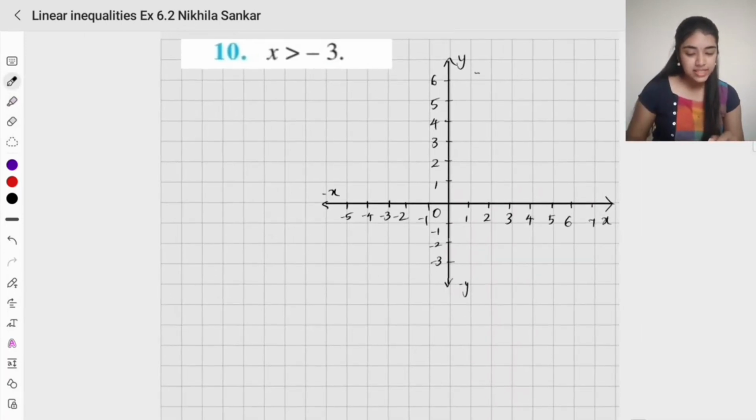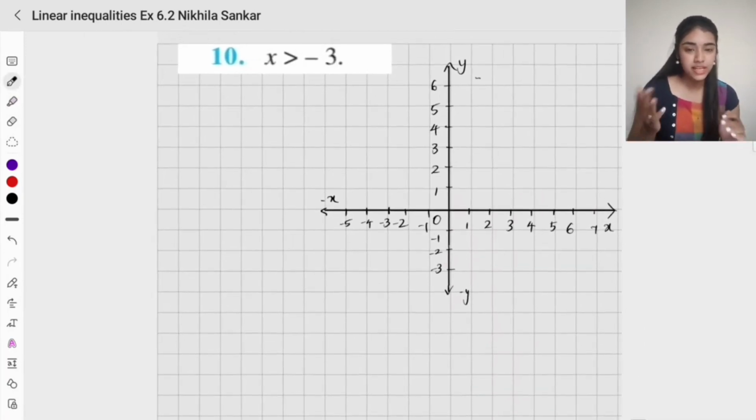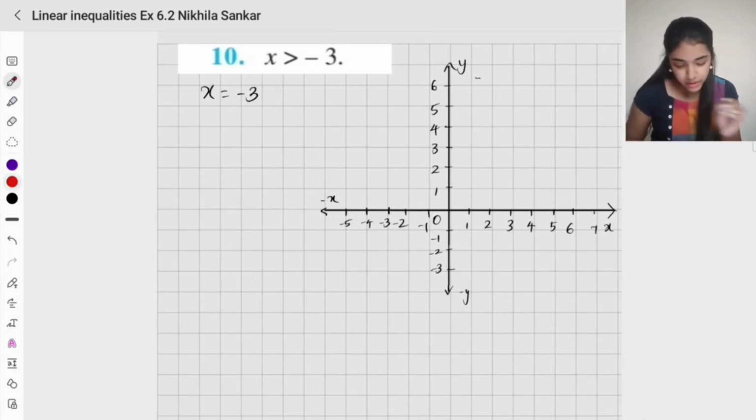Question number 10. x greater than minus 3. போன question மாதிரியே தான், பட் இந்த இடத்துல x இருக்கு, இன்னொன்று less than பதிலா greater இருக்கு. So first step, x equals minus 3. அப்போ graph எப்படி இருக்க போகுது?